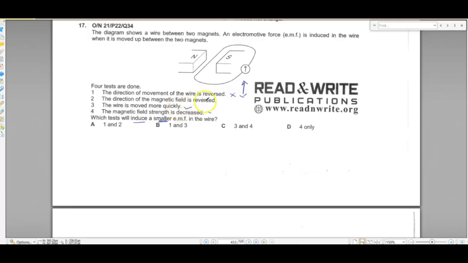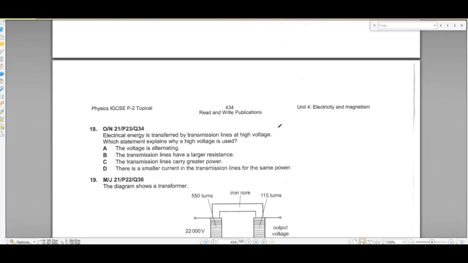If the magnetic field is reversed, it will have no effect. The direction of the movement of the wire will have no effect on the EMF being smaller or larger. The wire is moved quickly. This is going to have an effect, but it is going to induce a larger EMF. So this is not correct. And the magnetic field strength is decreased, so the EMF induced will become smaller as well. So 4 only is our option. Question number 17's answer is D.